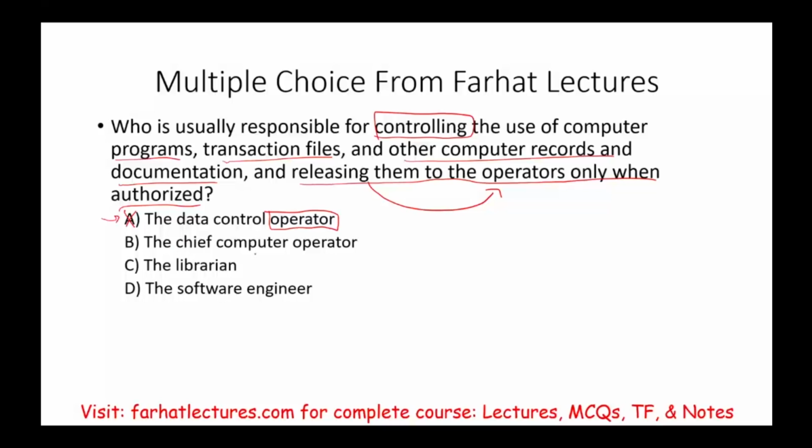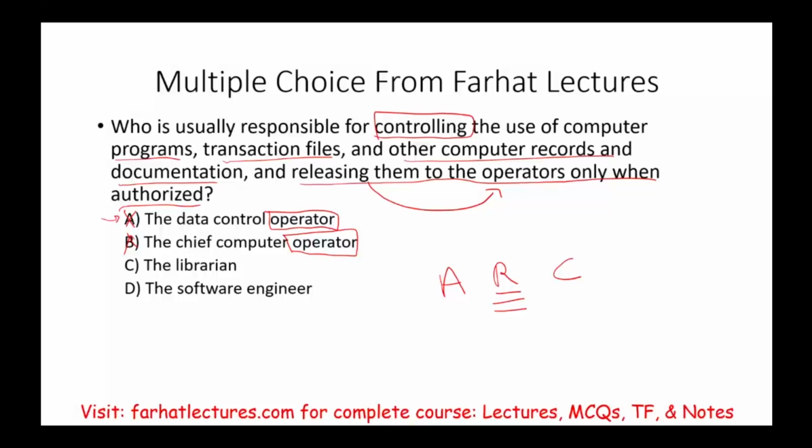B, the chief computer operator. Again, the word operator tells you this individual is utilizing the information. Remember, we have this ARC: authorization, record, and custody. Here, they are recording the transaction. Those are the operators. And what we're looking at is the person who has access to the information and releases it. Well, it cannot be the operators. That's out as well. Is it the librarian?